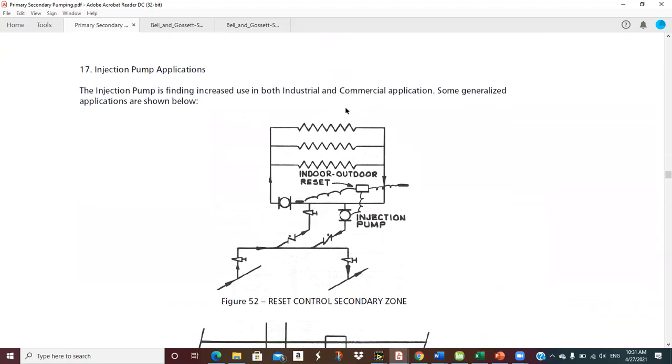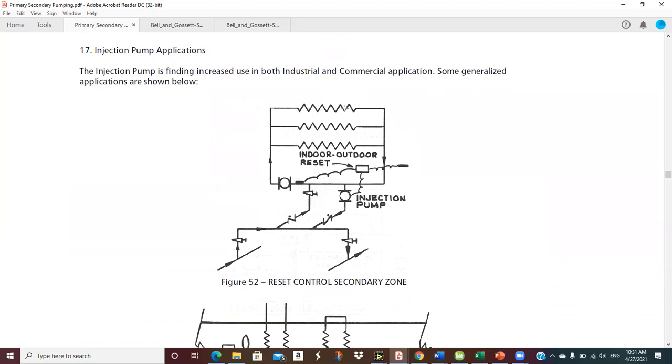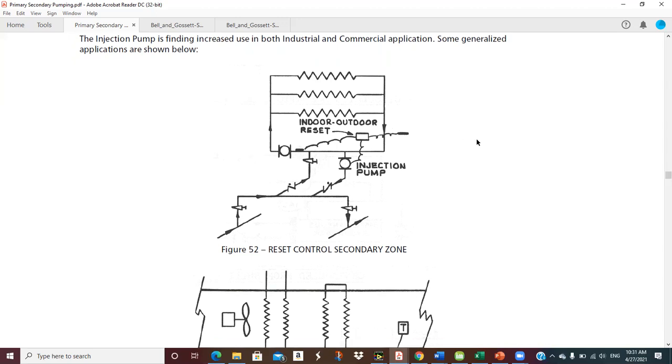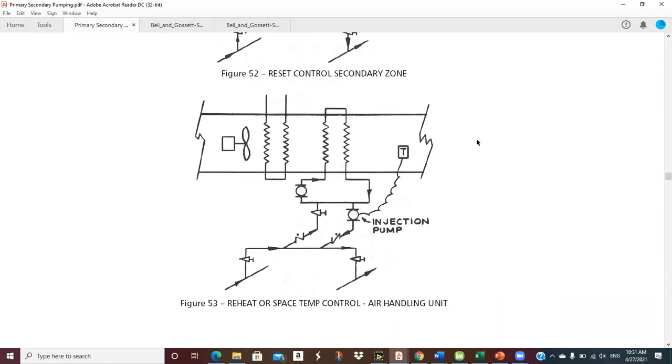Okay, injection pump applications. Let's see what else we've got here. The injection pump is finding increasing use in both industrial and commercial applications. Some generalized applications are shown below. Reset control secondary zone. So again, we've got our dual bulb controller. We're simply pumping this all the time, which gives us freeze protection. And I simply pop the injection pump on and off in order to set my water temperature based on outside air. So we've kind of talked about that.